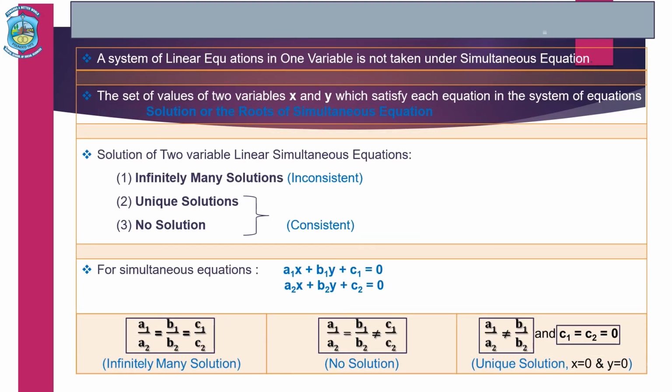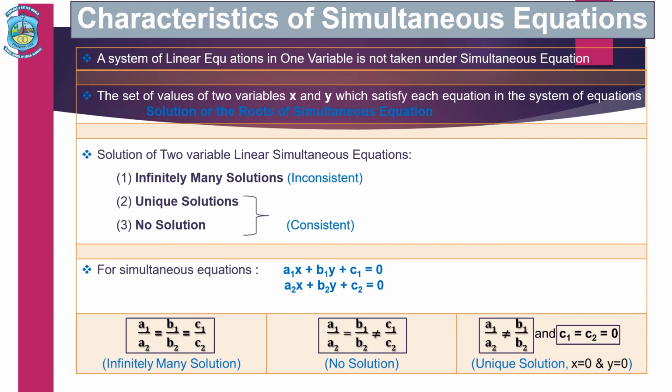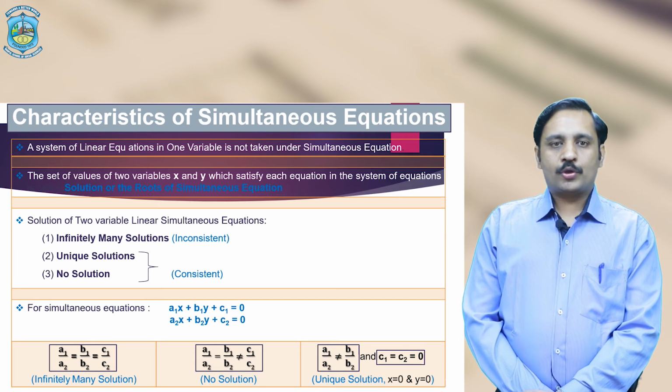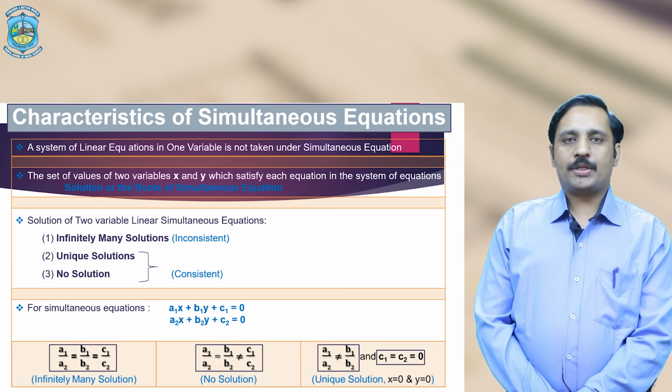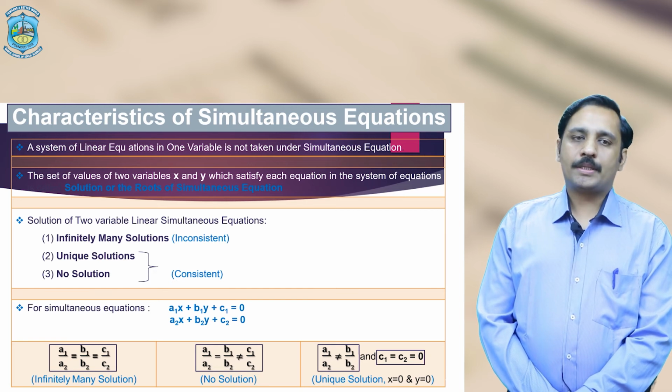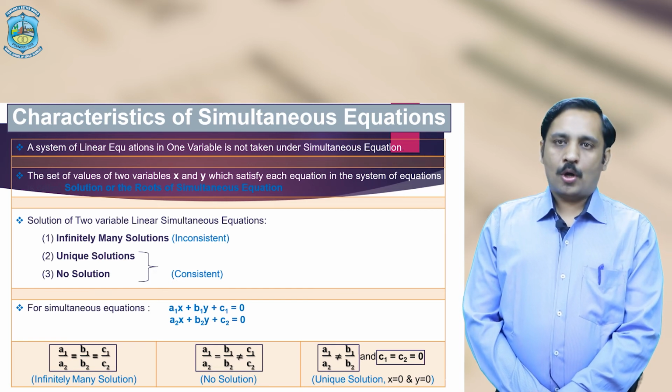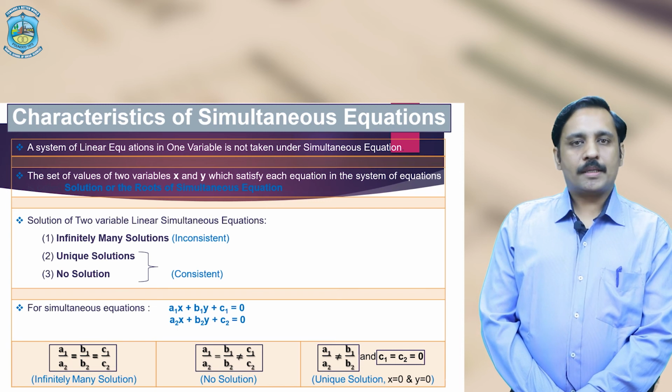Now we see some characteristics of simultaneous equations. A system of linear equations in one variable is not taken under simultaneous equations because for simultaneous equations we require a minimum of two equations having two variables. A set of values of two variables x and y which satisfy each equation in the system of linear equations is called the solution or roots of the simultaneous equations.